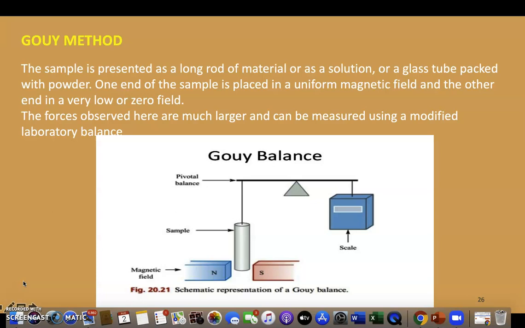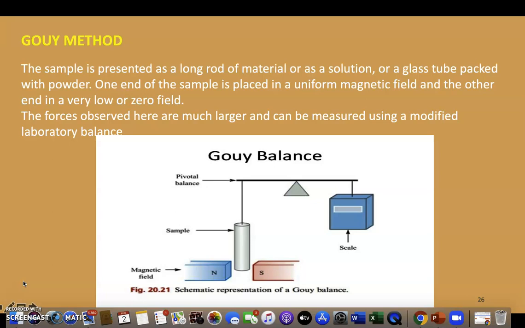Next, the whole setup is kept in a glass case, that means it is covered with glass to avoid air disturbances. First of all we have to measure the weight of the sample in the absence of the magnetic field, that is in the zero field, and after applying the magnetic field we have to calculate the change, from which we get the magnetic susceptibility. Generally we apply 5,000 to 20,000 Gauss magnetic field in this experiment. Gauss is the measurement of magnetic field.